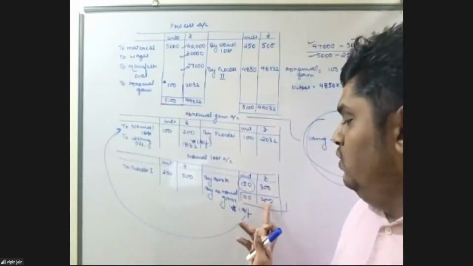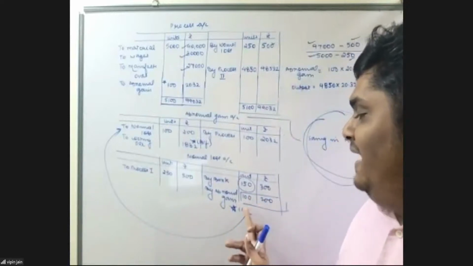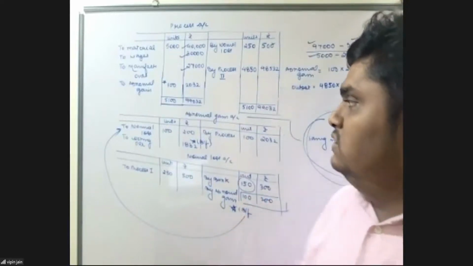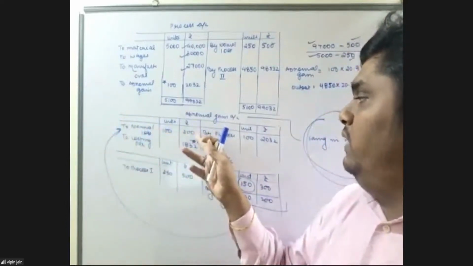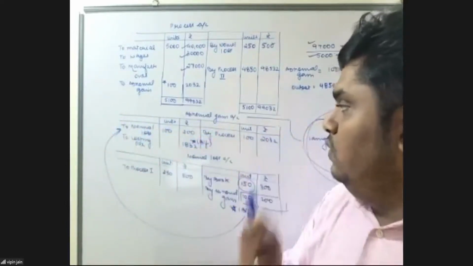So 100 into 2, 200. This is the balancing figure also, you can say. So this will be transferred to abnormal gain, to normal loss account, 100 and 200. So the balance will be transferred to costing P&L.